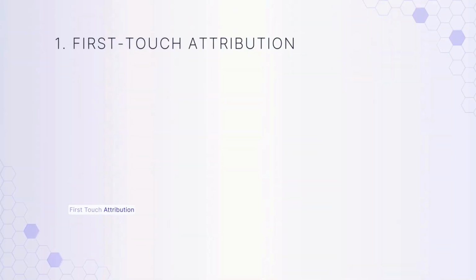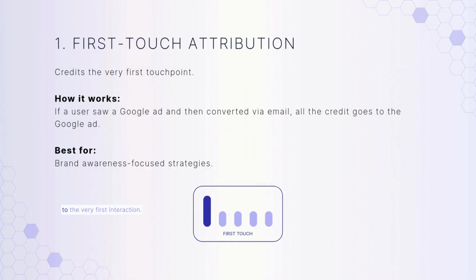First touch attribution. This one gives all the credit to the very first interaction. So if someone clicked your Google ad, then later clicked an email and made a purchase, that Google ad gets 100% of the credit for the sale. This model is great when your main goal is brand awareness. You're trying to measure what brings people into your world in the first place, but it doesn't tell the full story.